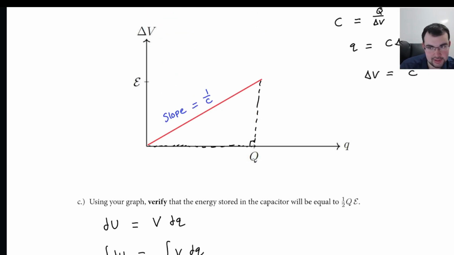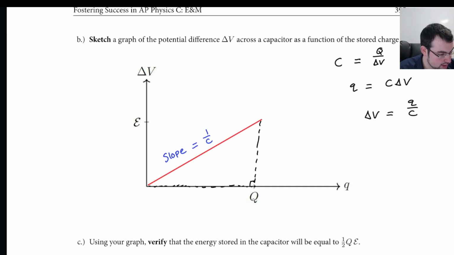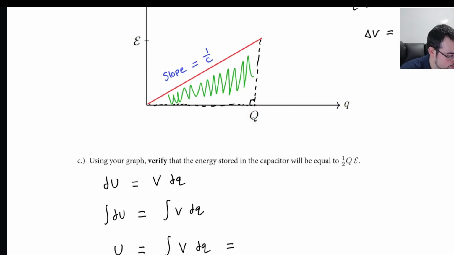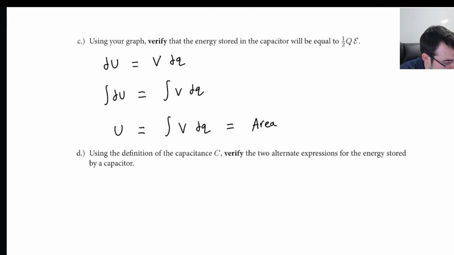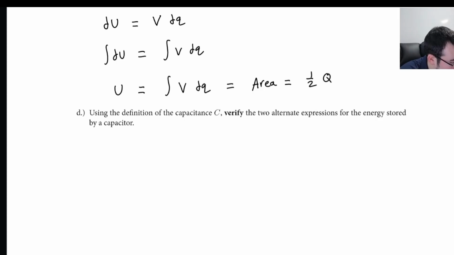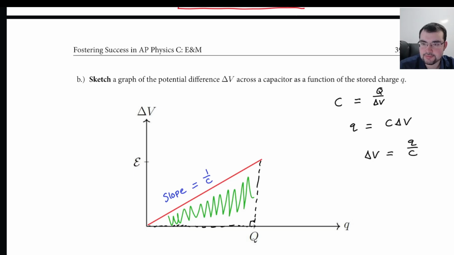Well, you could actually create this function to get one form of it, but look at what we have. We're integrating a function which can be found as the area. So we actually just want this area, and it's a triangle. So 1/2 times the base, which is big Q, times the height, which is epsilon. So with minimal calculus, we've derived that it's exactly 1/2 Q times the max voltage.